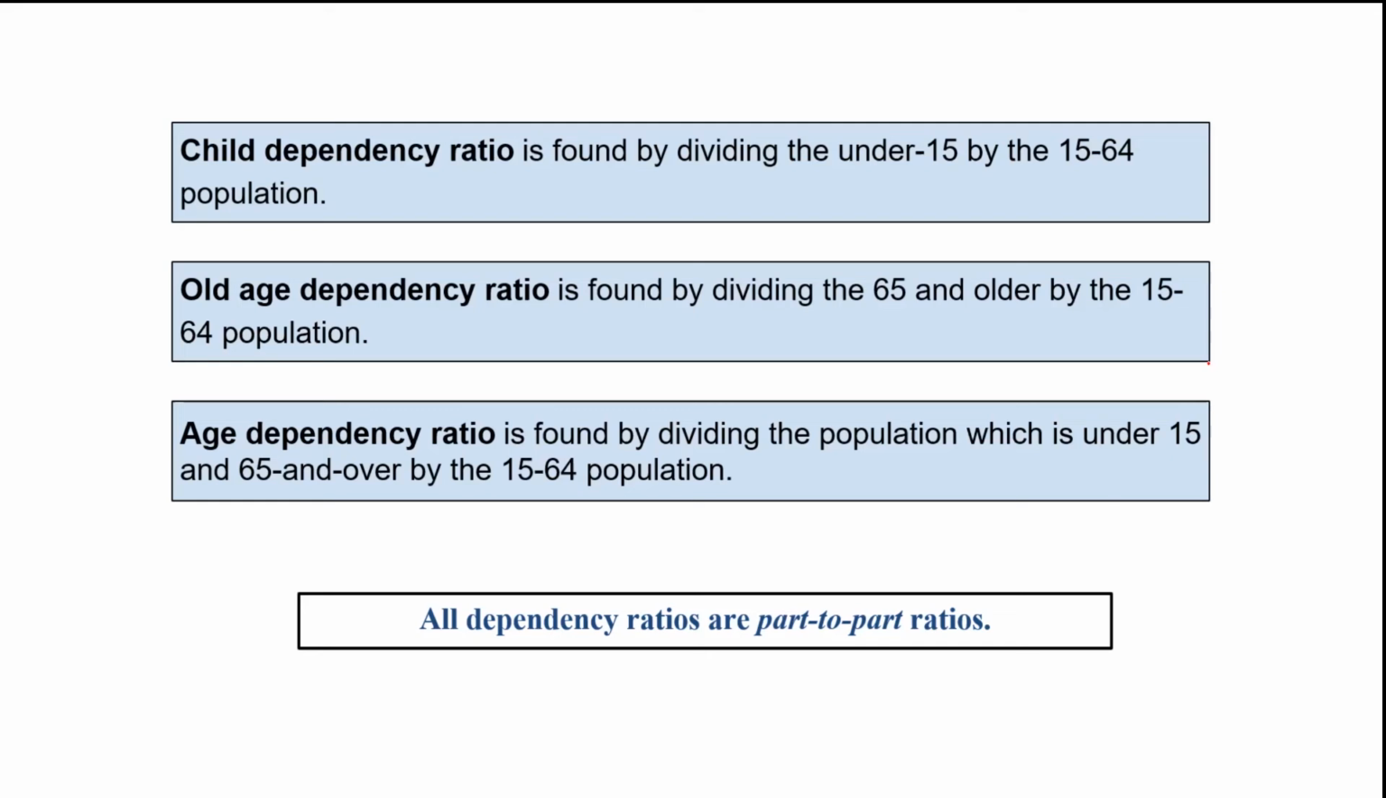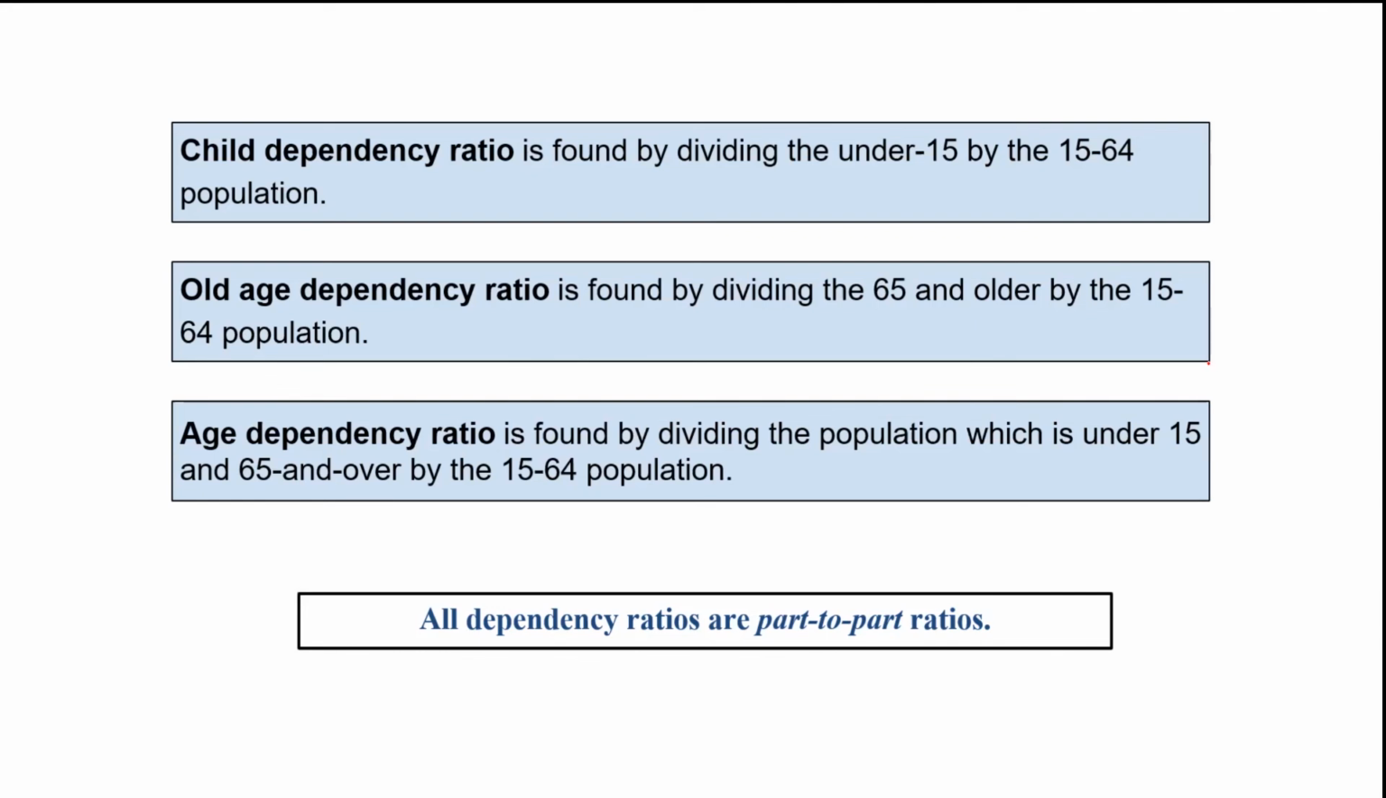When we talk about child dependency ratio, we're looking at the ratio of children divided by the working population. So those that are under 15 divided by the 15 to 64 population. When we talk about old age dependency ratio, we're looking at the oldies divided by the working population. Age dependency ratio, we're looking at the total of all the dependents. And in this case, that will be the children and then the oldies. So when we sum the number of children plus the older population and divide it by the working population, that gives us the age dependency ratio.